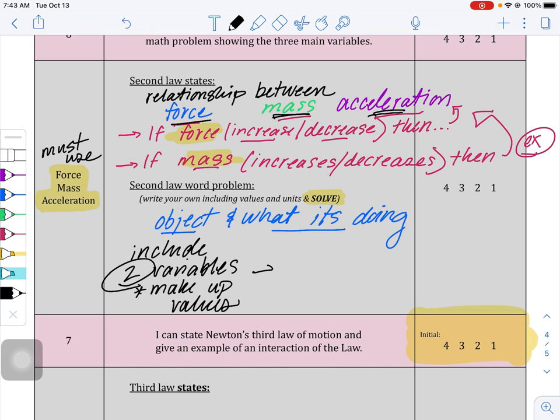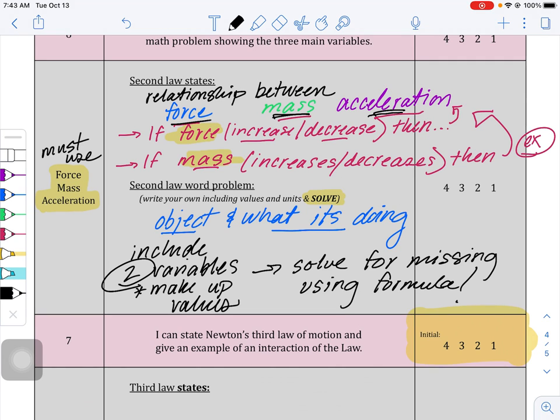So you're going to include two of those variables, and then you're going to show how you solve for the missing one, making sure that you're showing and using that formula. Awesome, let's do it.